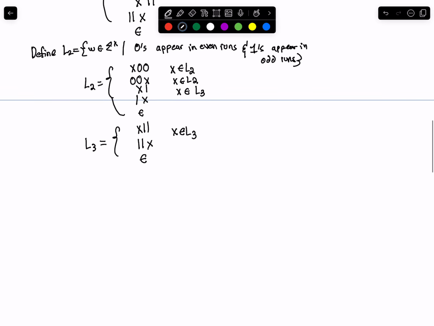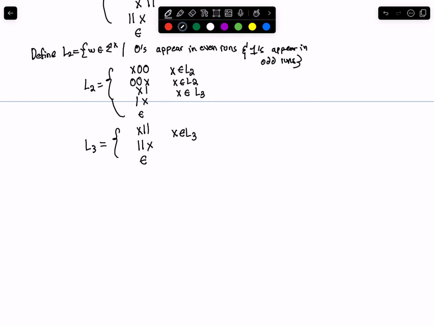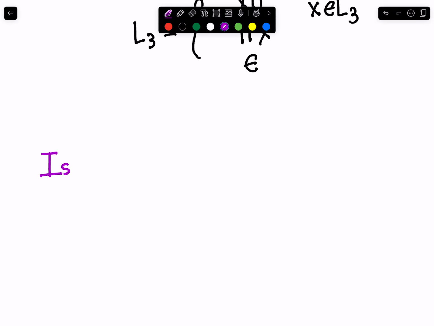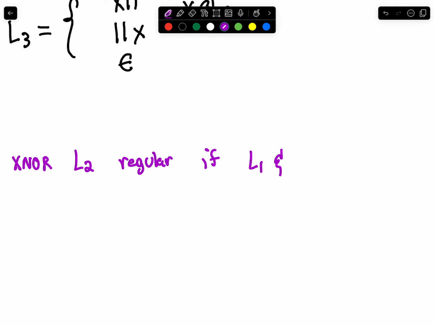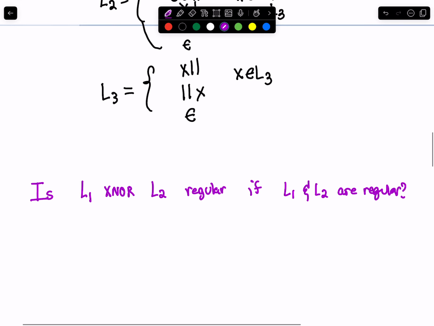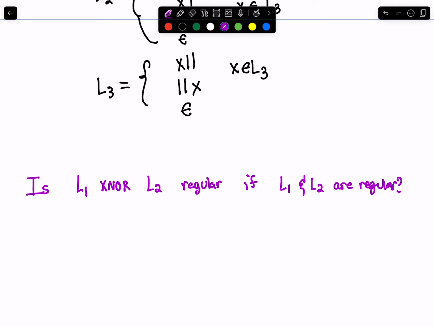Okay, let's move on to some automata theory. I want to prove, so the question is: is L1 XNOR L2 regular if L1 and L2 are regular?